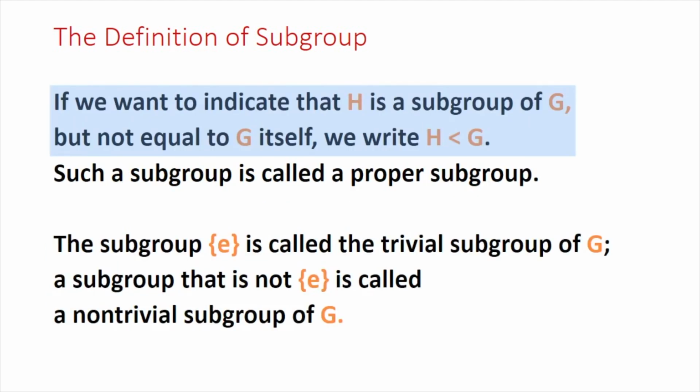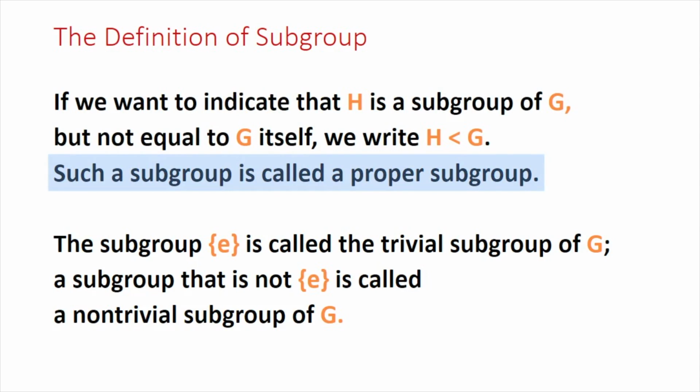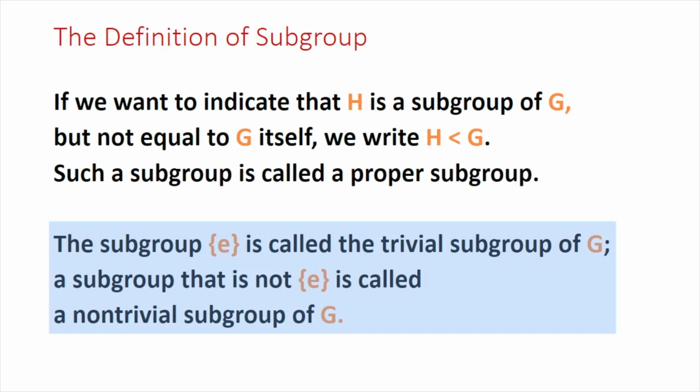If we want to indicate that H is a subgroup of G but not equal to G itself, we write H < G. Such a subgroup is called a proper subgroup. The subgroup {e} is called the trivial subgroup of G. A subgroup that is not {e} is called a non-trivial subgroup of G. Let us see some examples of subgroups.